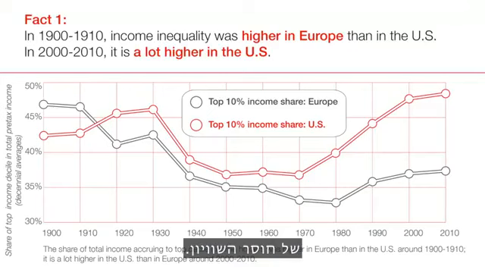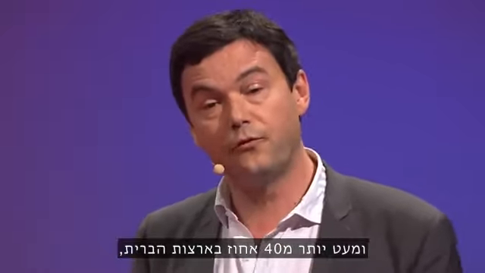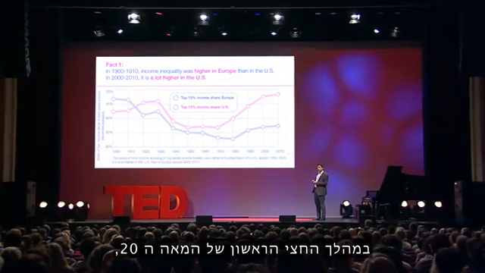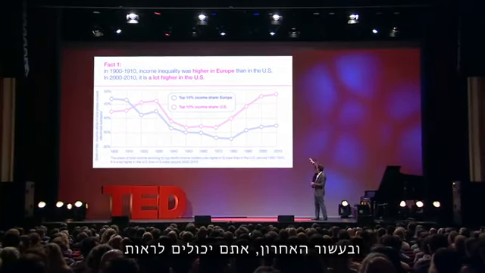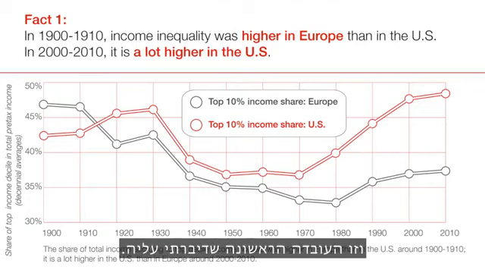Let me just show you a very simple indicator about the income inequality part. This is the share of total income going to the top 10%. You can see that one century ago it was between 45 and 50% in Europe and a little bit above 40% in the US, so there was more inequality in Europe. Then there was a sharp decline during the first half of the 20th century, and in the recent decades, you can see that the US has become more unequal than Europe.